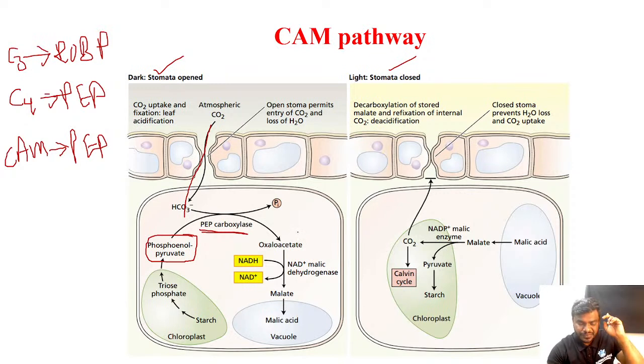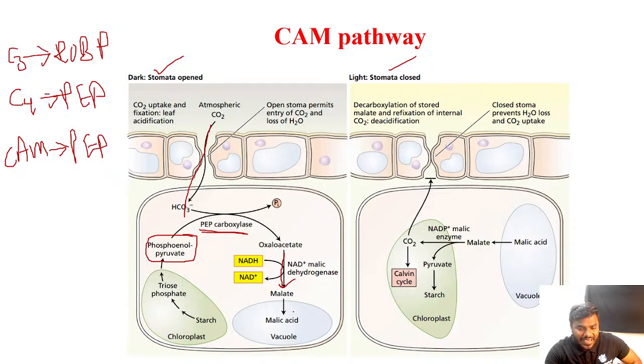PEP carboxylase converts this into oxaloacetic acid. Everyone answer my question. In the case of the C4 pathway, what happened, my friends? Oxaloacetic acid converted into malic acid. Same way here, oxaloacetate is also converted into malate. My friends, listen. Now, in the case of C4 plants, what happened? Malate entered into which cell? Bundle sheath. But friends, where is the bundle sheath? No bundle sheath in the CAM plants.